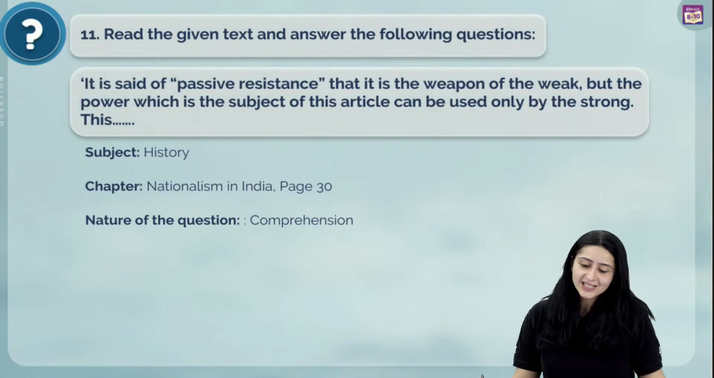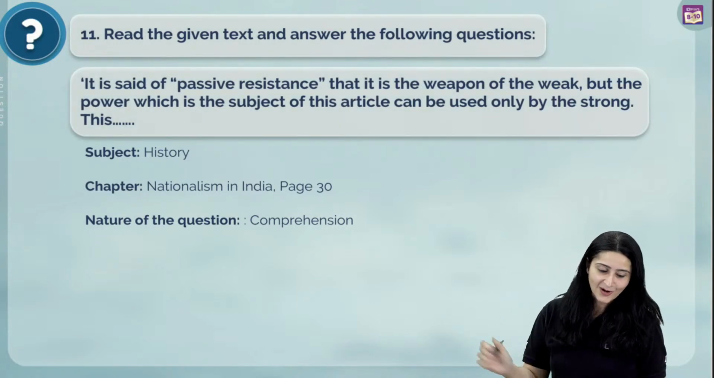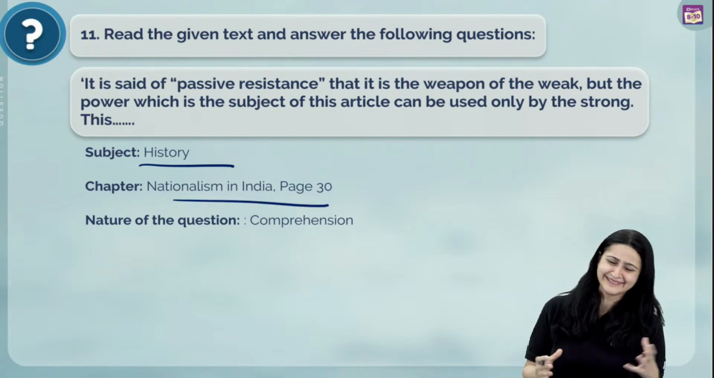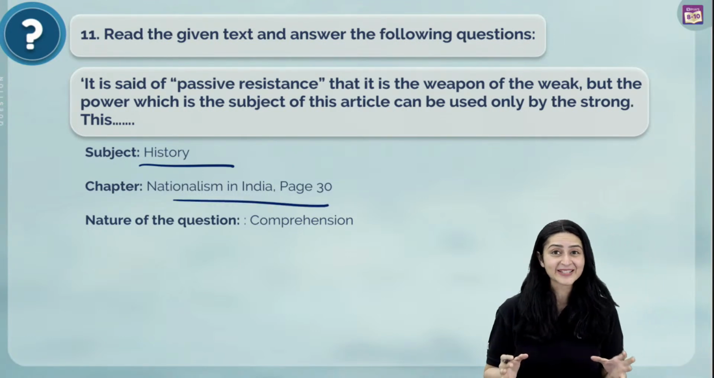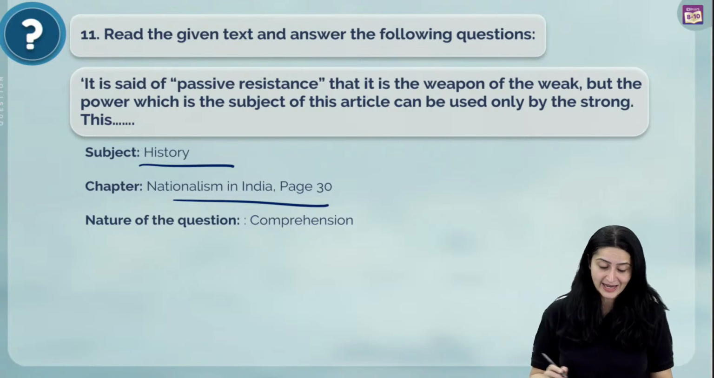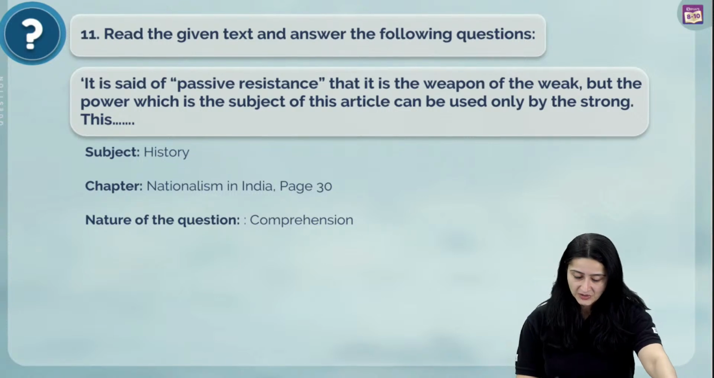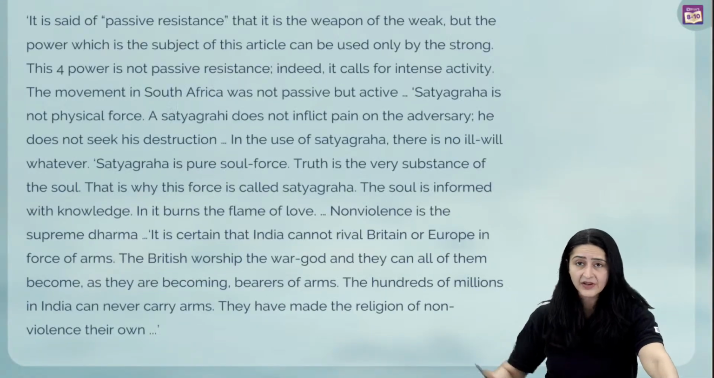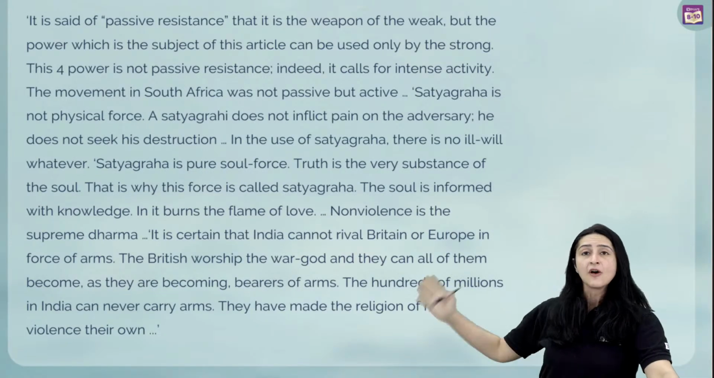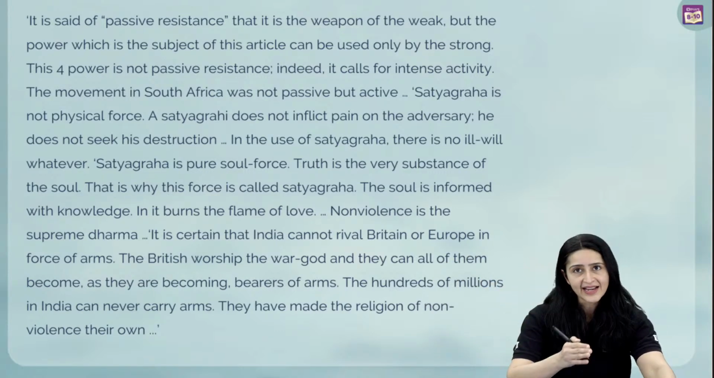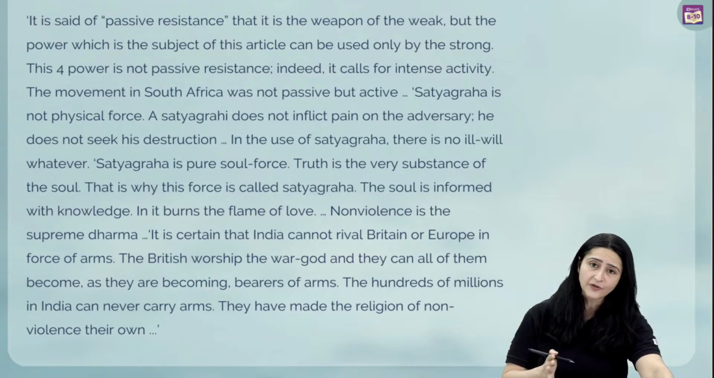Now, question number 11. Read the text and answer the following questions. It's a very long text. This is from history again. This is nationalism in India. Very, very important chapter. This tells us this is an important chapter, okay? And the nature of the question is comprehension, which means that there is a passage that has been given to us. I'm not going to read the whole passage. From the passage, there are certain questions that can be asked, which could be either direct questions or indirect questions, like I've told you before.